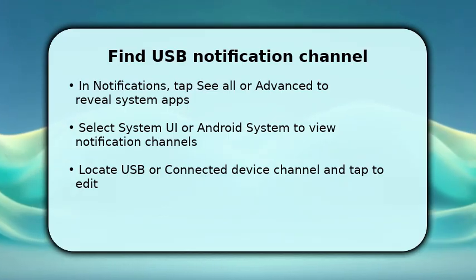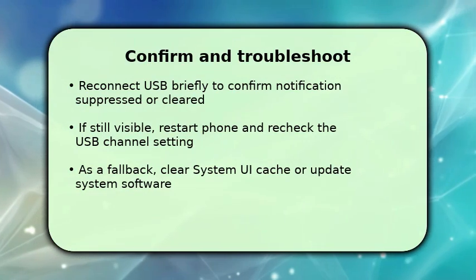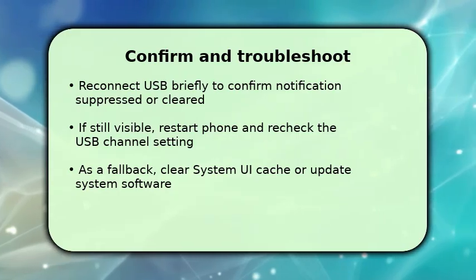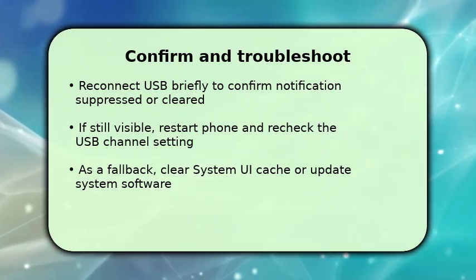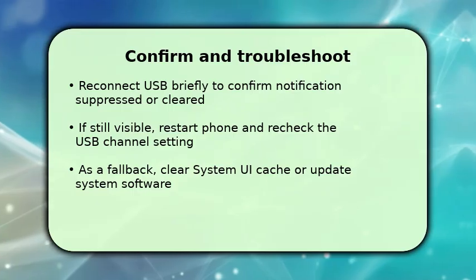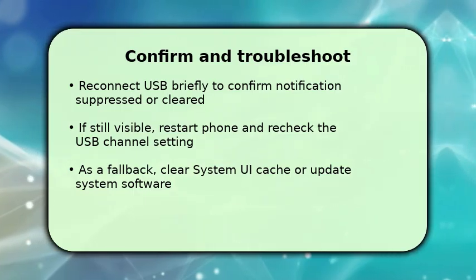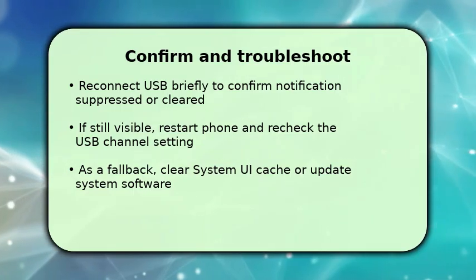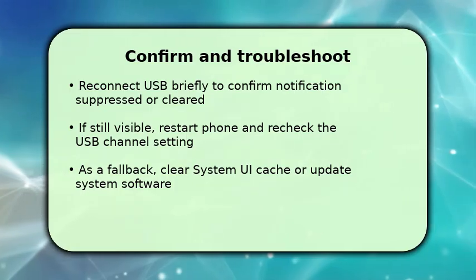You're near the finish. Reconnect the cable briefly to confirm the USB connector notification no longer appears. If it still shows, restart the phone to apply the change and recheck the specific notification channel. System caches sometimes delay updates.